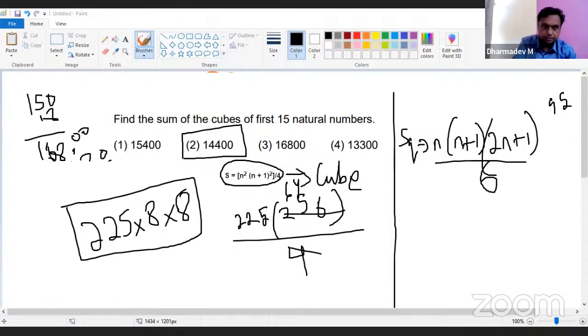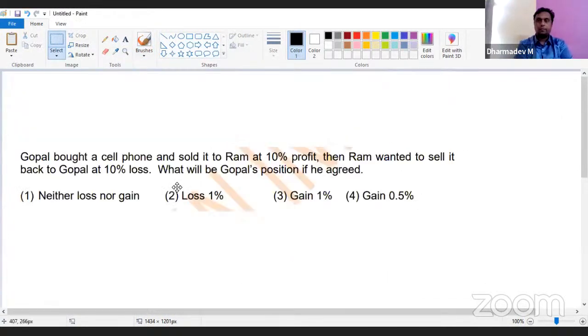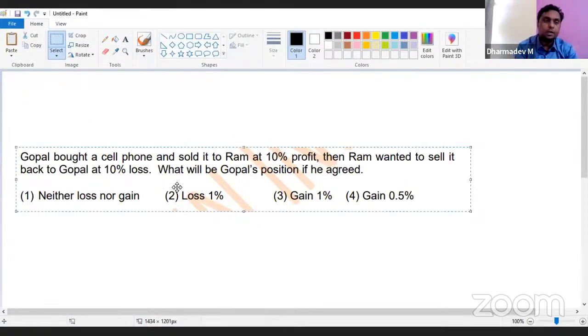Okay, I think these questions we have done in the class. I'll just give you the question. Gopal bought a cell phone and sold it to Ram at 10% profit. Ram sold it back to Gopal at 10% loss. What is Gopal's percentage? Answer is 2. Okay, good.